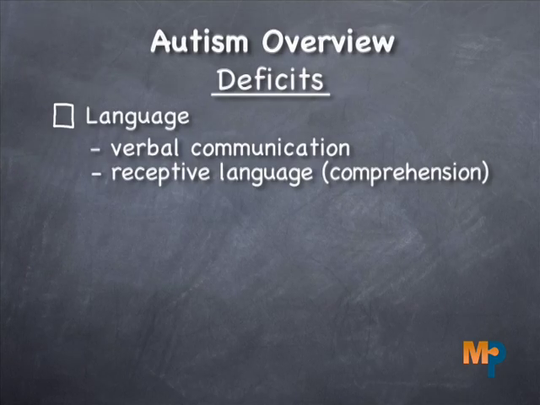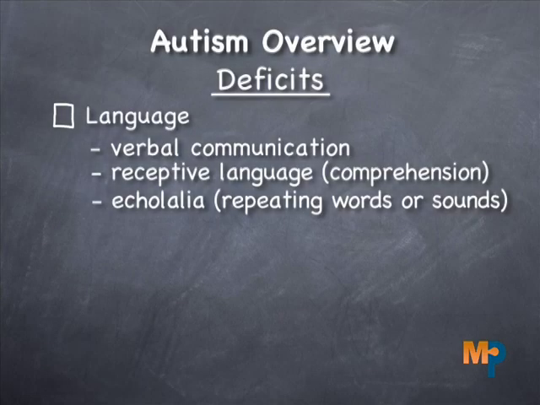A second component related to that language is a kid's receptive language ability, his or her ability to understand what other people are saying. This is comprehension. If I speak to a kid and he understands what I'm saying, this is receptive language. He comprehends my words, even if he or she can't express those words.